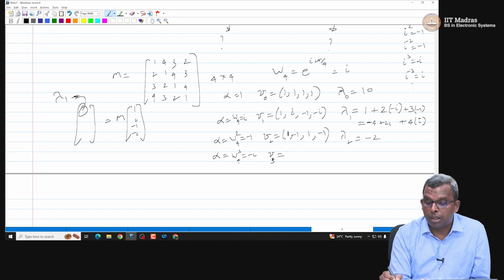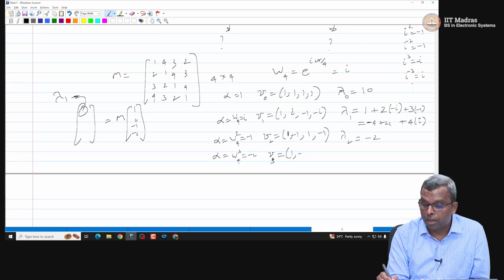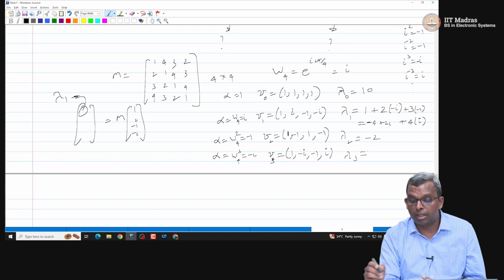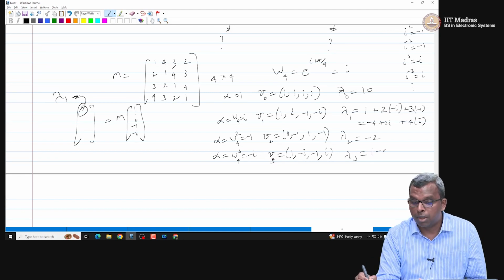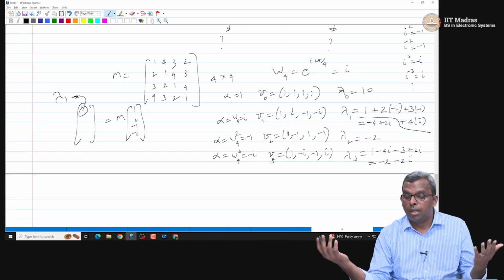So V3 will become 1, alpha squared, which is minus 1, and alpha power 3, which is i. And lambda power 3 is just the first k multiplying this. So 1 minus 4i minus 3 plus 2i, which should hopefully be minus 2 minus 2i. Okay, so that's what I'm getting.